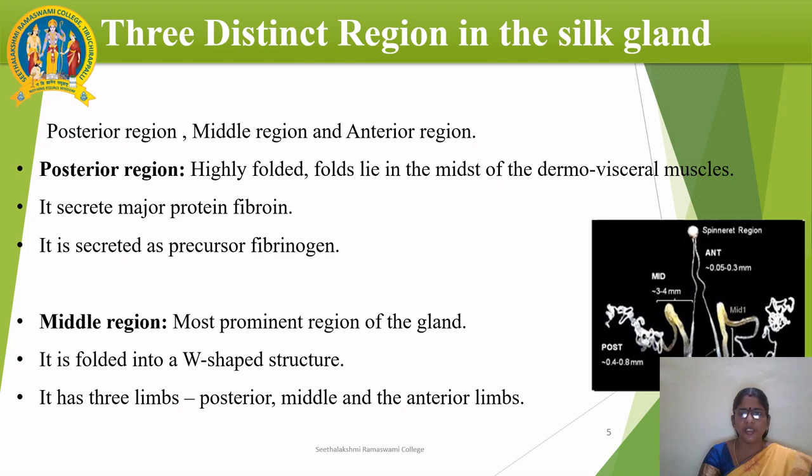Next are the 3 distinct regions of the silk gland: posterior region, middle region and anterior region. The posterior region is a highly folded region. It lies in the midst of the dermovisceral muscle. It secretes the major protein called fibroin. It is the precursor molecule for fibrinogen. The next region is the middle region. It is the most prominent region of the silk gland. It is folded like a W-like structure. It has 3 limbs: posterior limb, middle limb and anterior limb.